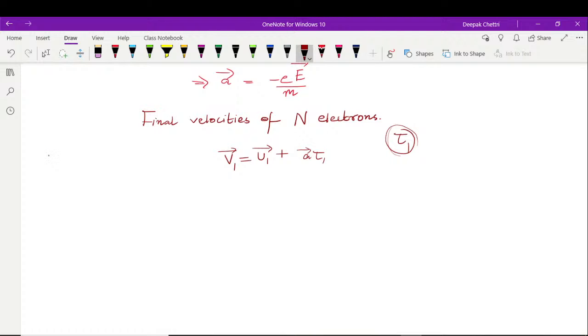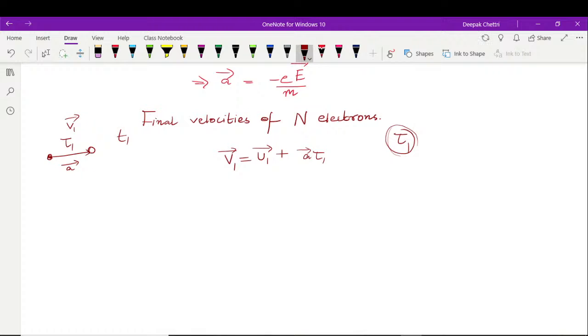We are picking the first electron, and that electron is made to move for a time tau 1. During this time it is accelerated by acceleration a, and it gets a final velocity v1, and using the first equation we get this equation. Is it clear? Tau 1 is nothing but t1. Sometimes we use t1, but here I am using tau 1 because we need it later.